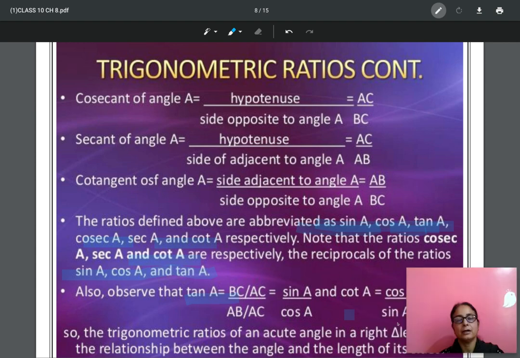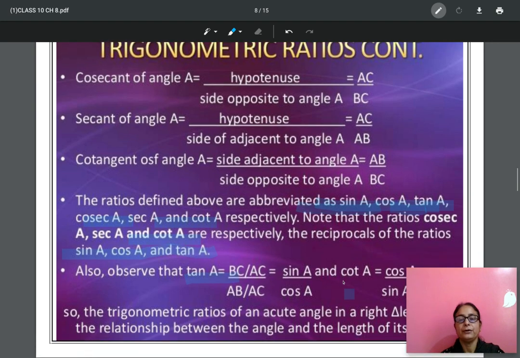Hello everyone. Now, continuing with the same trigonometrical ratios. As I explained to you, there are six ratios. These six ratios can be abbreviated as sine A, cos A, tan A, and cosec A, sec A and cot A respectively, which will be the reciprocals of sine A, cos A and tan A.